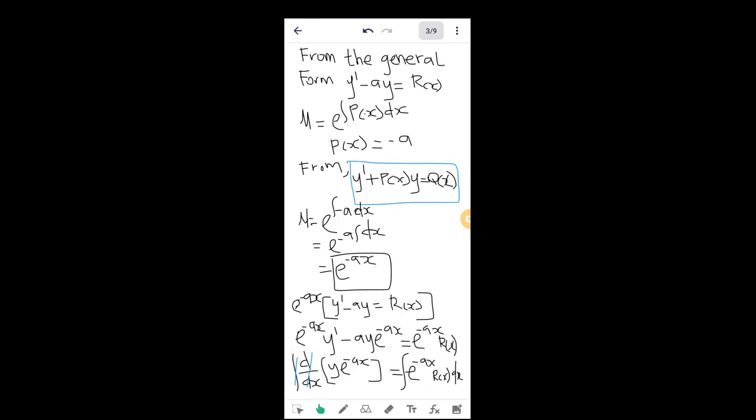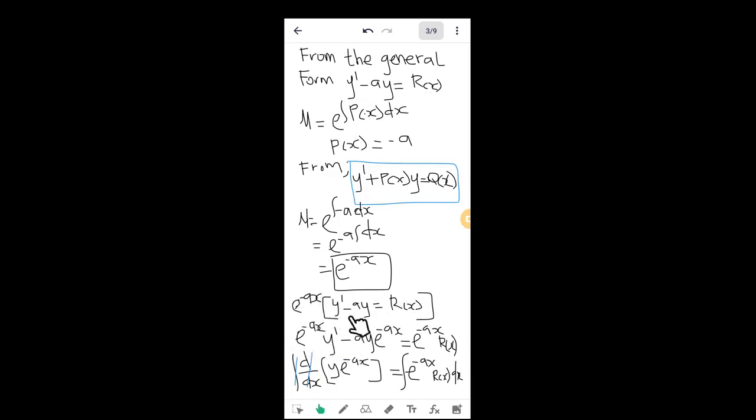Then from our knowledge of first order linear differential equations, after finding your mu, that's the integrating factor, you multiply through by the general expression. So we multiply through by the integrating factor e to the power minus ax, the general form of first order with constant coefficients. Remember, it's linear. So you multiply the whole equation by the integrating factor.